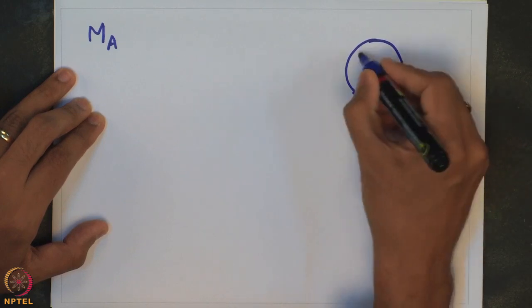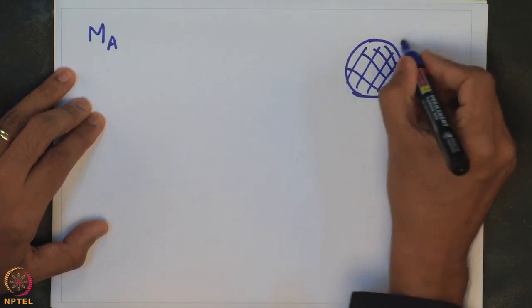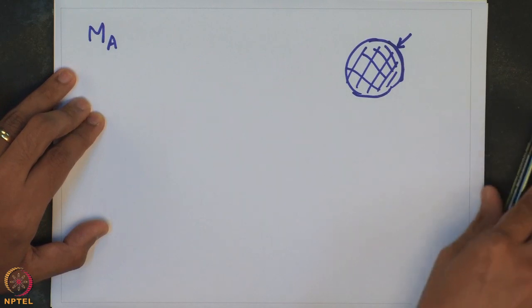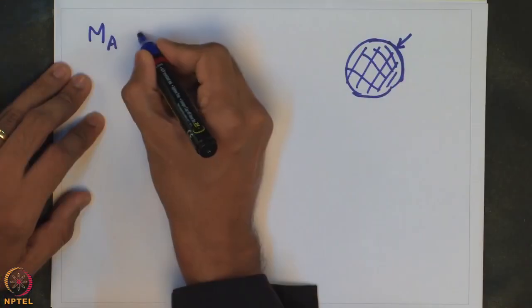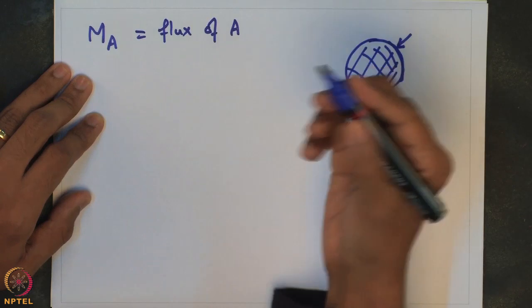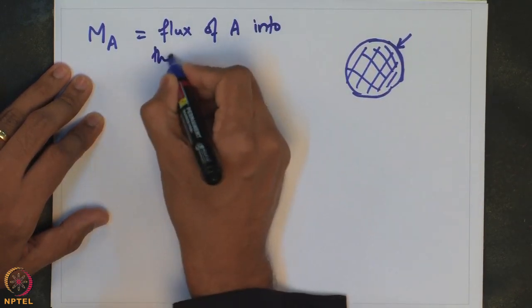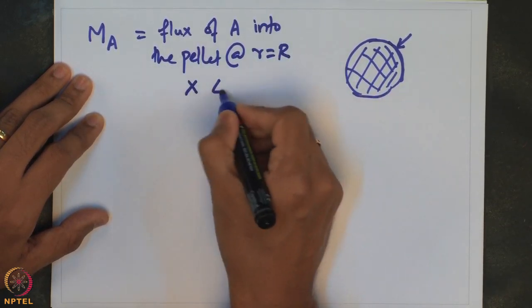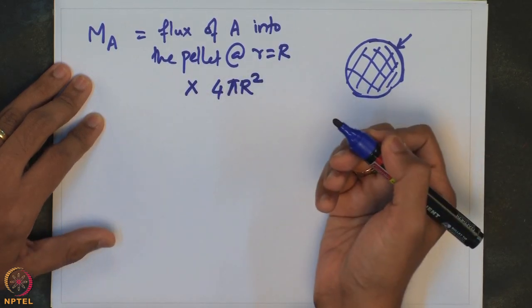And clearly, if I draw a catalyst pellet here, whatever is the rate at which the reaction is happening inside this volume should be equal to whatever rate at which the species is entering from the exterior surface of the catalyst pellet. So we can take advantage of this aspect and attempt to find out the actual rate at which the species undergoes reaction. So let us see how to do that. MA is essentially the flux of, let us say, species A into the pellet at r equal to capital R, multiplied by the exterior surface area, which is essentially 4 pi R square.